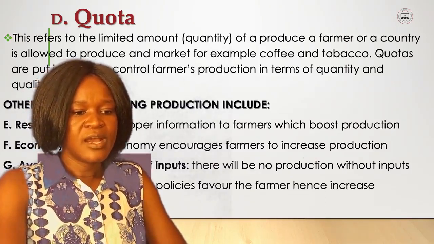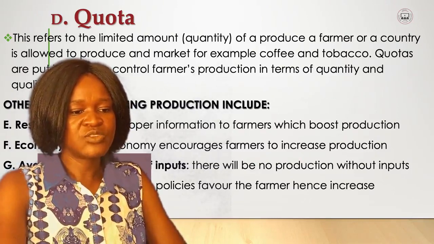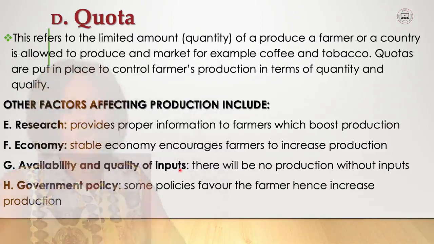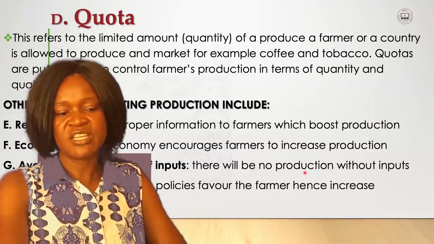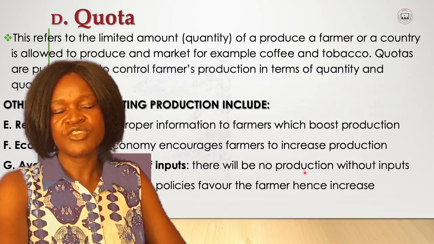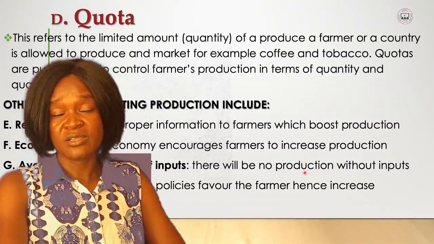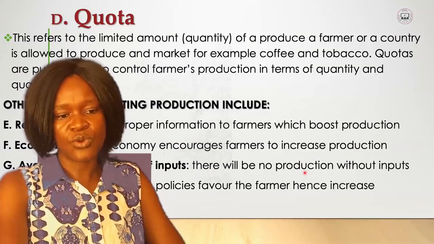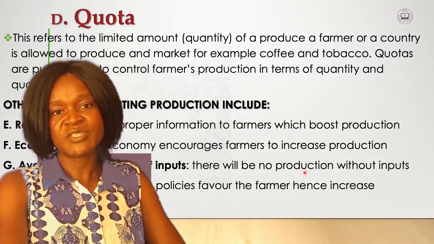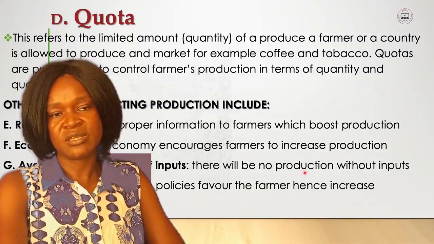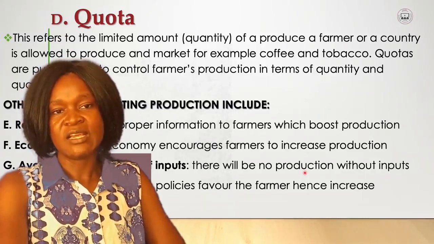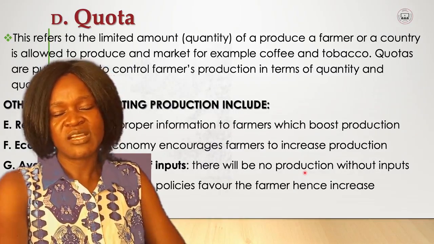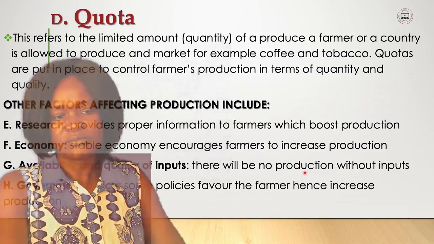The other minor factor of production is availability and quality of inputs. Sometimes the farmer might plan to use certain inputs, but you find out that those inputs are not available at the market. So that will discourage the farmer from engaging in farming, leading to low production. And also sometimes the inputs might be available, but they can be of low quality. So low quality inputs automatically will lead to low production.